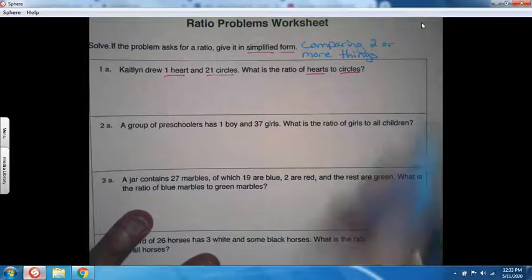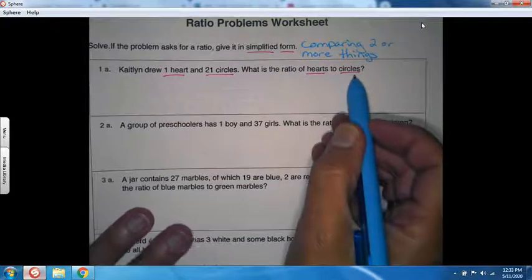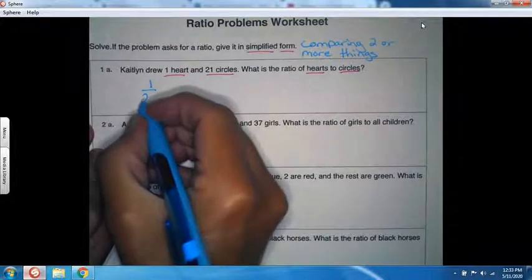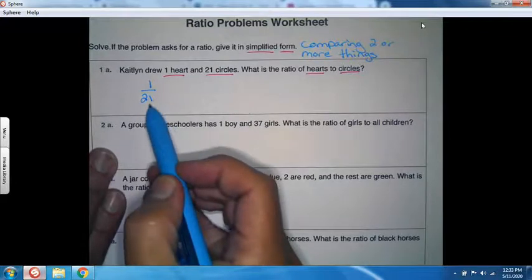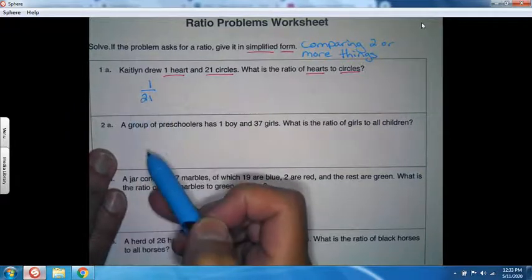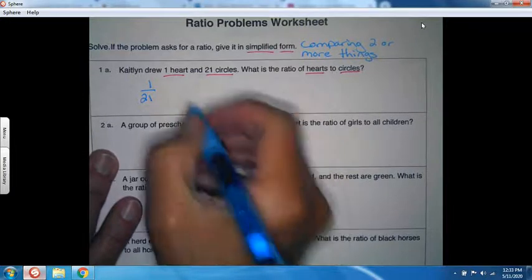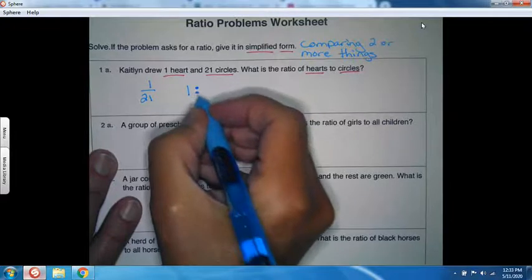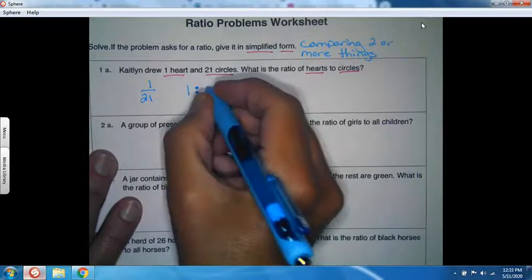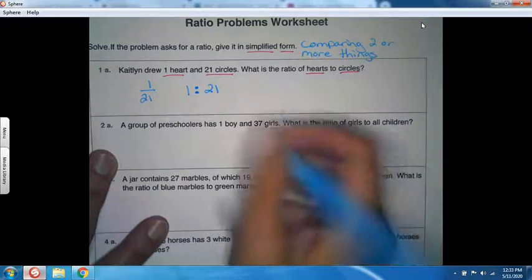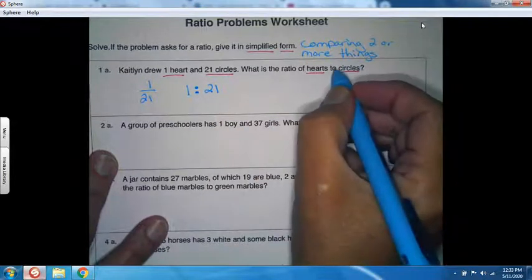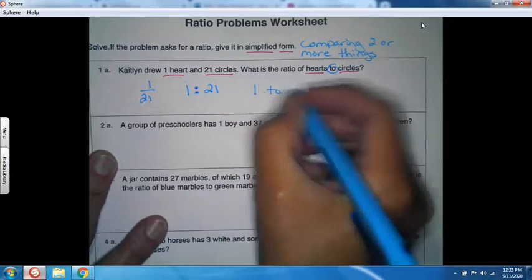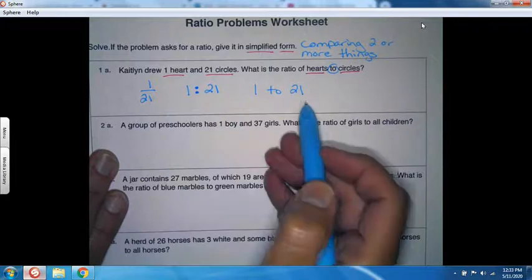Okay, so we want hearts to circles. So how many hearts? We have 1. How many circles? 21. So 1 to 21. So that's the way to write it as a fraction. The other way to write it is 1, and then the word you guys can never remember. It's with the 2 dots. That's a colon. 1 to 21. And then the last way is using the word to, just like they did here. So 1 to 21. They all say the same thing.